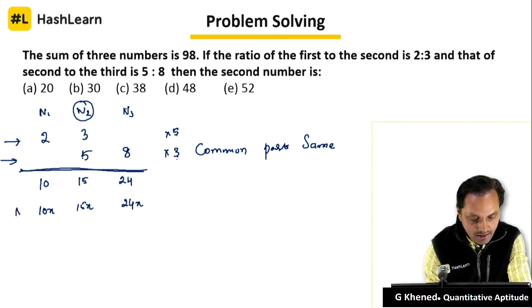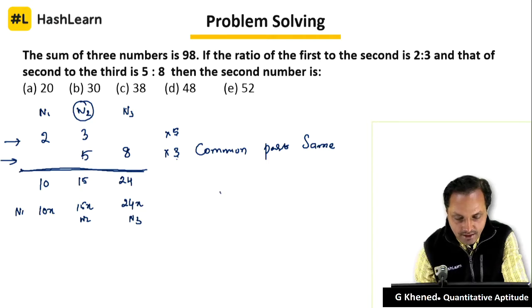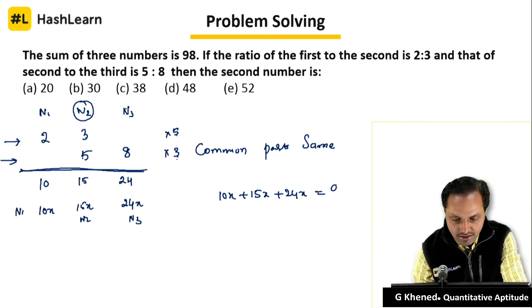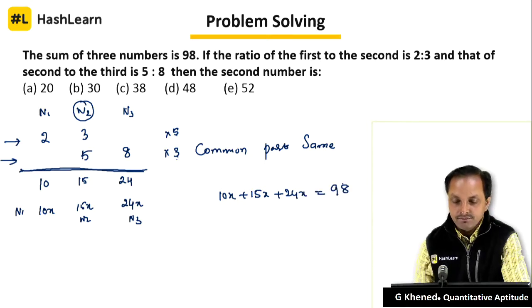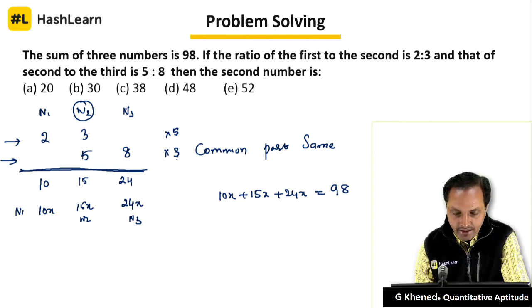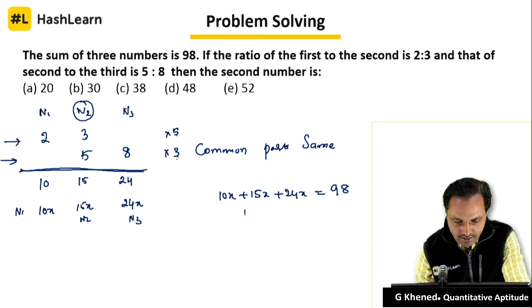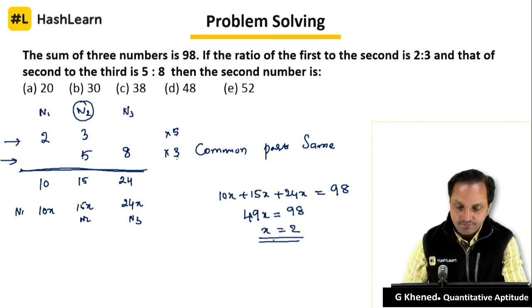These are the three numbers. This is your number 1, this is your number 2, this is your number 3. So what is the total? 10x plus 15x plus 24x. The total is 98. So what will that give you? 10, 20, 20, 49x is equal to 98. Then what will x be? x will be equal to 2.